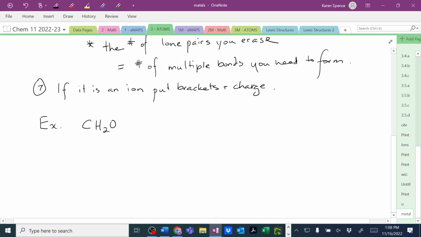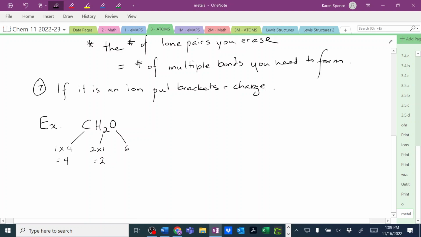Now, first of all, we need to find our valence electrons. And so I have 1 carbon times how many valence electrons? 4, so that's 4. I have hydrogen, which has a 2, so that's 2 times 1 is equal to 2. And I have oxygen, which has how many valence electrons?